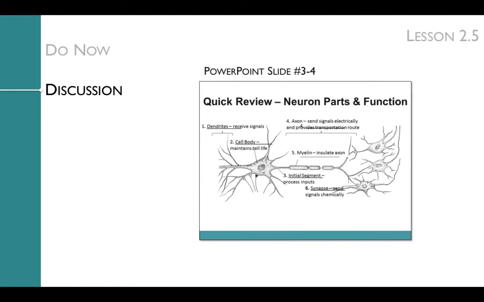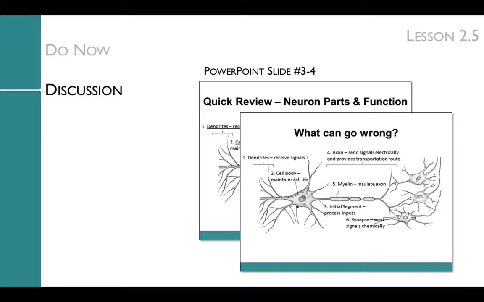In the discussion, you'll use slide 3 to review the parts of the neuron and their functions. This slide is animated so you can display each structure function individually. Then you'll use slide 4 to brainstorm what could go wrong should different parts of the neuron be affected by disease.